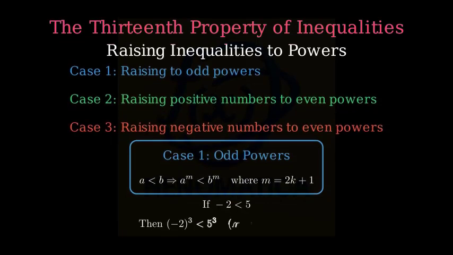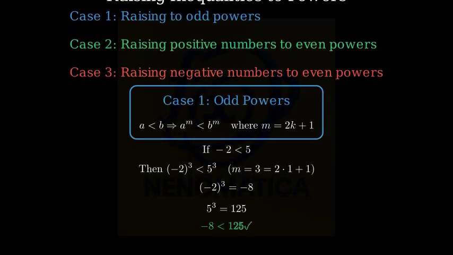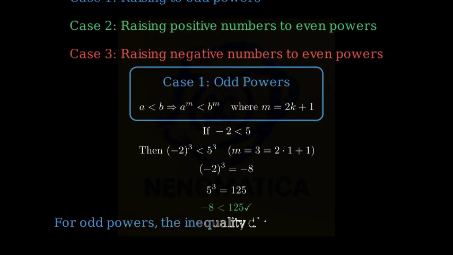For example, if we have -2 is less than 5, then -2 cubed is less than 5 cubed, since 3 is an odd number. Let's verify this. -2 cubed equals -8, and 5 cubed equals 125. And indeed, -8 is less than 125. The key insight here is that when we raise both sides of an inequality to an odd power, the inequality direction stays the same. This is because odd powers preserve the order of numbers.